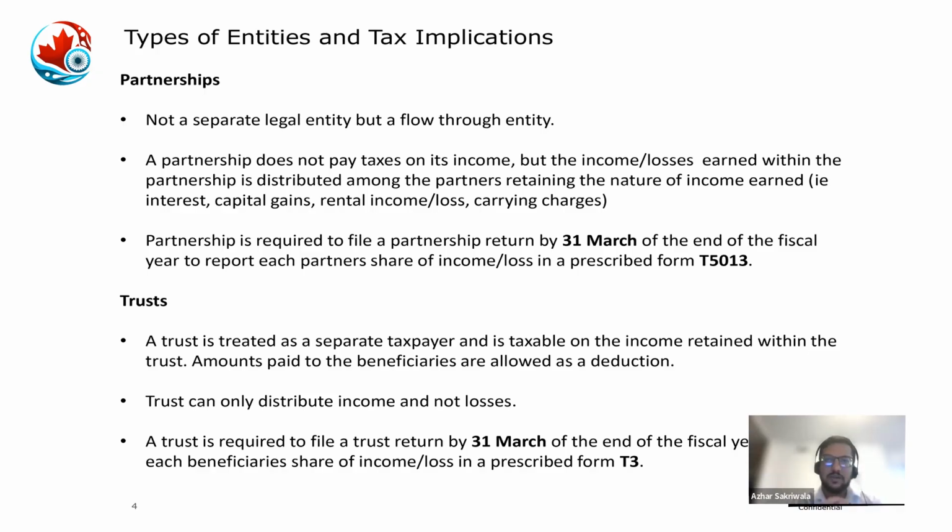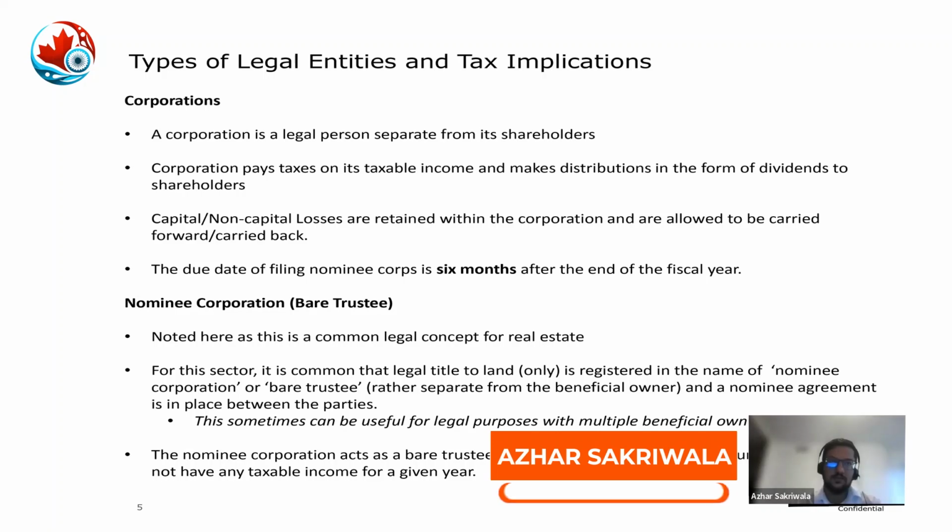For trusts, trusts are treated as separate taxpayers because trusts may be required to pay taxes to the extent they retain incomes. At the same time, any losses generated by the assets of the trust have to be retained. It cannot distribute the losses. A partnership does not keep any income, nor any losses. If they made losses, they will distribute the losses to the partners. But the trust will have to retain the losses, and in the future, it can set off those losses against income earned by the trust. Similarly, a trust has to file a trust tax return by 31st of March, and it issues a tax slip in a prescribed form, which is the T3 tax slip.